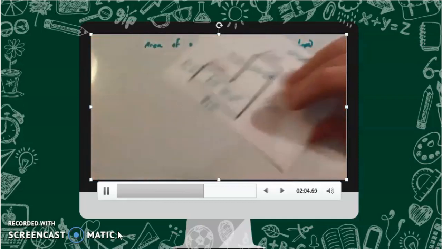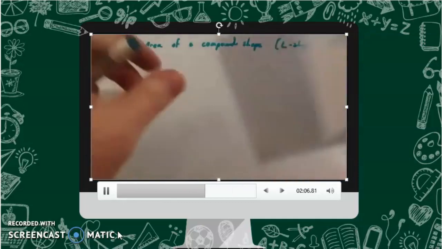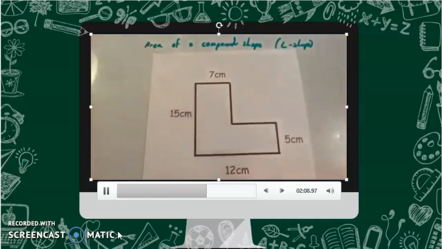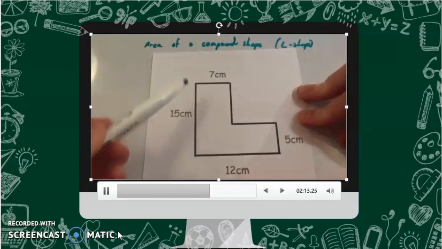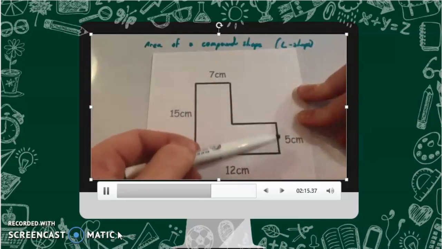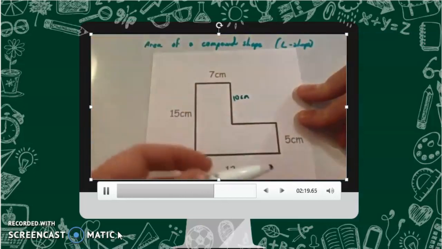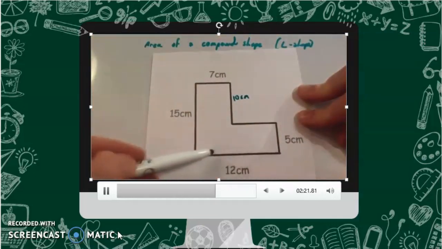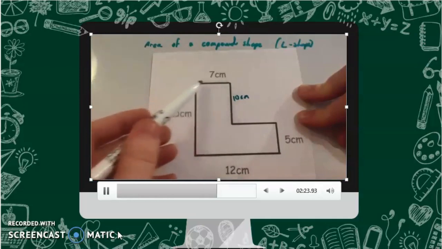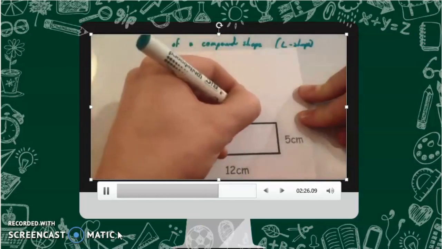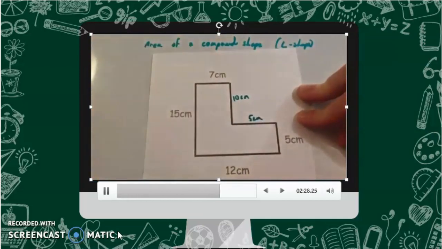Let's have a look at another example. Okay, so we've got another example question. We've been asked to find the area of this compound shape. The height of the whole thing is 15, and the height of this part is 5, so therefore this length here is going to have to be 10 centimeters. The whole way across the bottom is 12. This part here is 7, so therefore this length is going to have to be 5 centimeters.